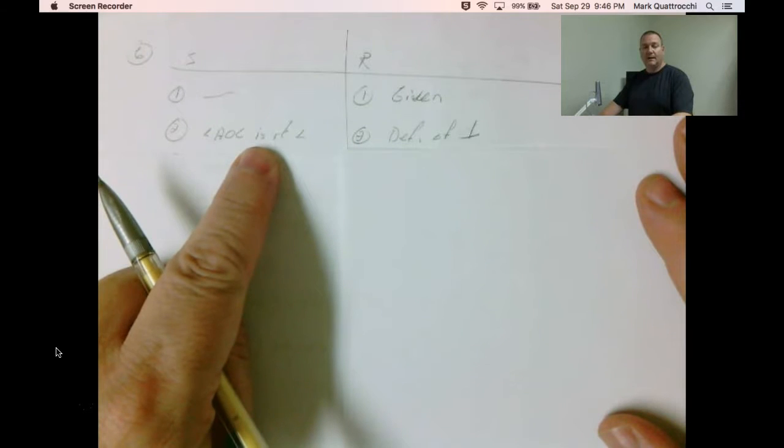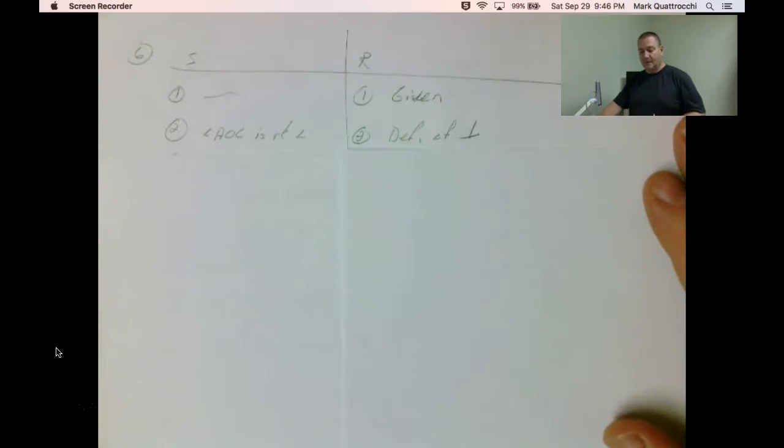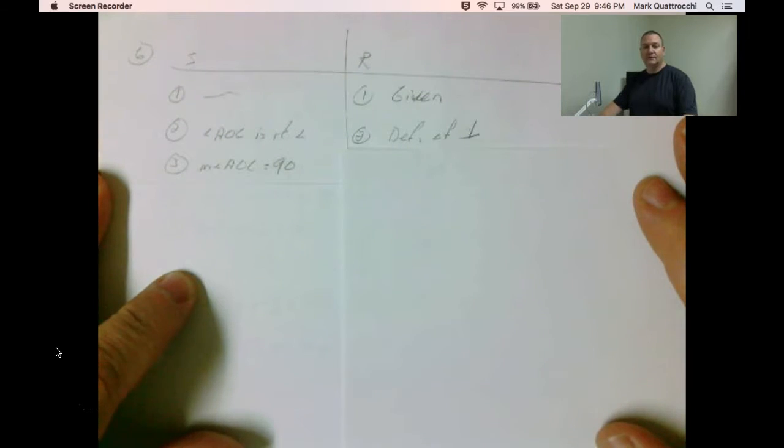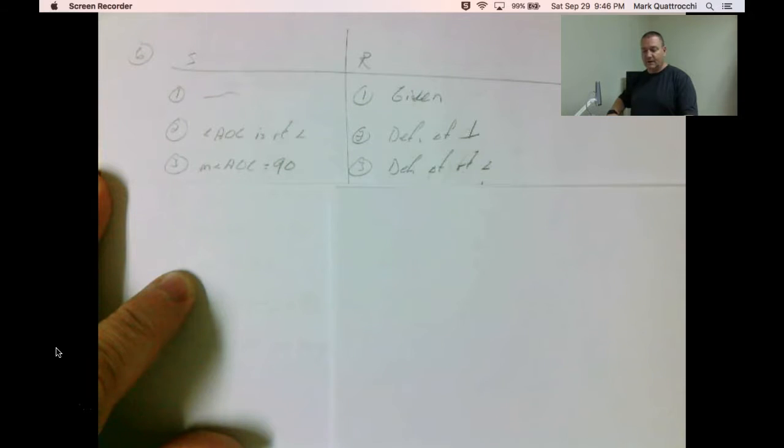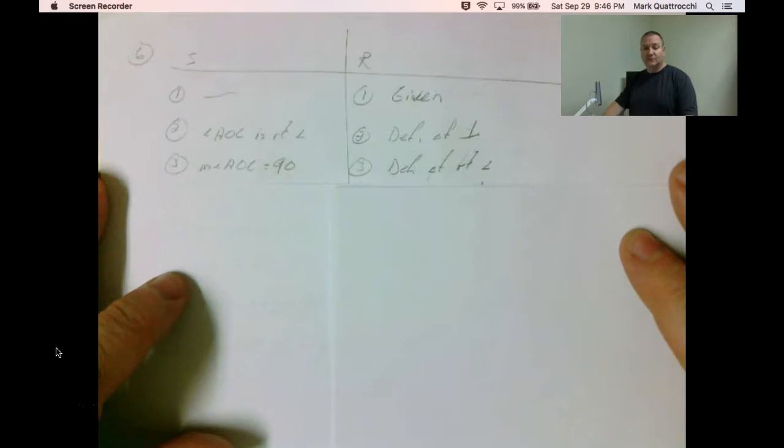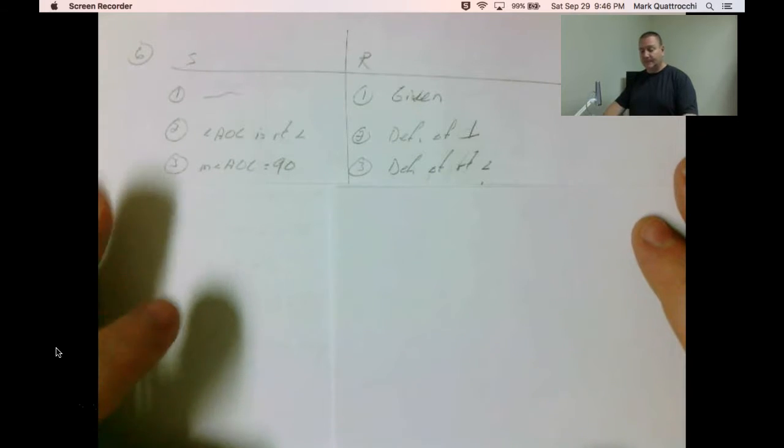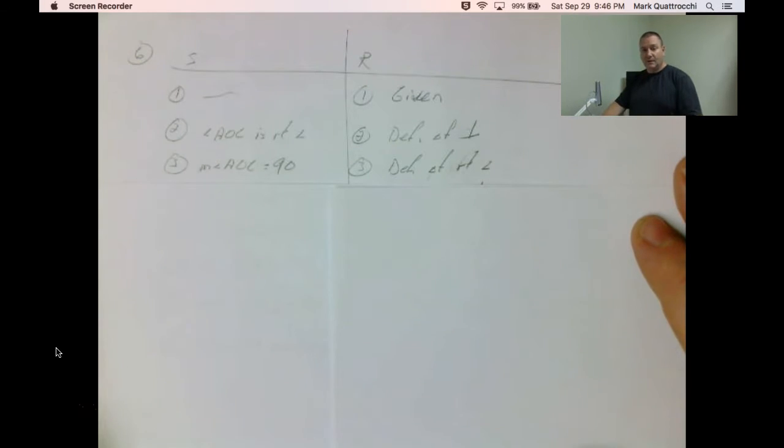What do I know about right angles? I know right angles are 90 degrees. How do I know right angles are 90 degrees? I know what the definition of a right angle is. The definition of a right angle is an angle whose measure is 90 degrees. So we are about a third of the way through the proof.